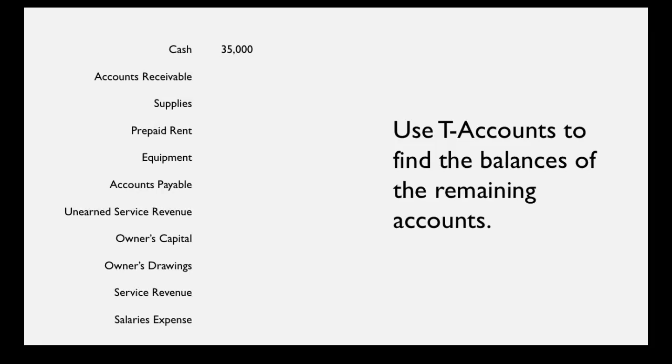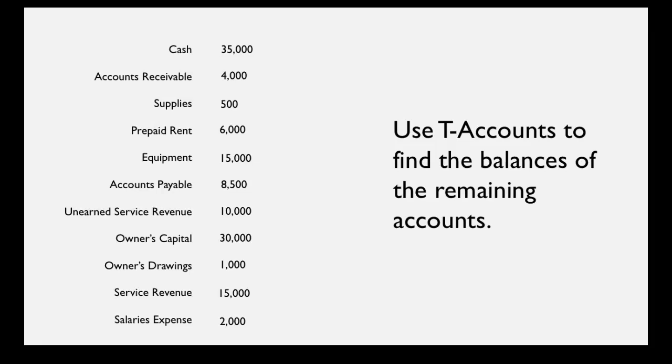If we go through the answers for all of these, your accounts receivable should have $4,000, supplies $500, prepaid rent $6,000, equipment $15,000, accounts payable $8,500, unearned service revenue of $10,000, owner's capital is $30,000, owner's drawings is $1,000, service revenue is $15,000, and salaries expense is $2,000.